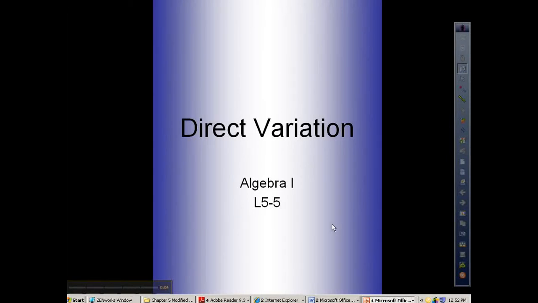I'm going to talk about direct variation today in your textbook. That's lesson 5-5. I've made up my own PowerPoint on this one based on the placemat, some of the placemat problems that you guys did, because I think it makes it a little less confusing. So let's begin.